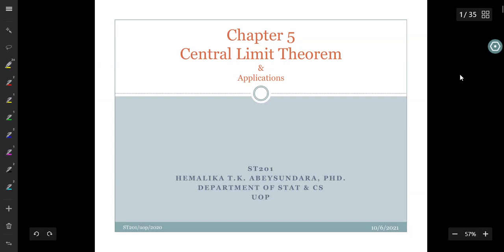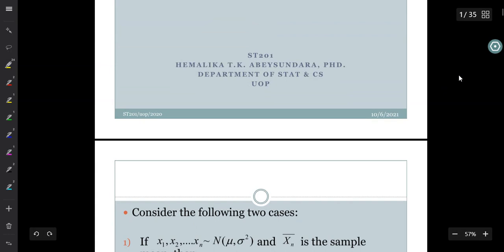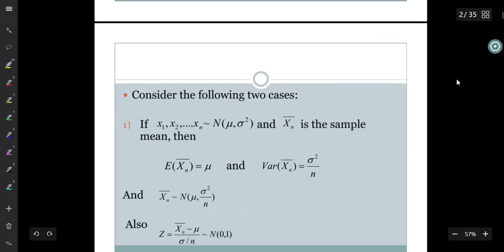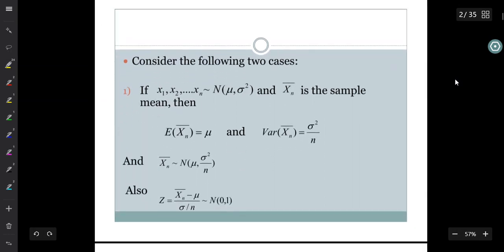Second part of Chapter 5, Central Limit Theorem and its applications. First, let's consider the following two cases. The first case is where you have a random sample x1, x2 up to xn from a population which is normal with mean mu and variance sigma square.